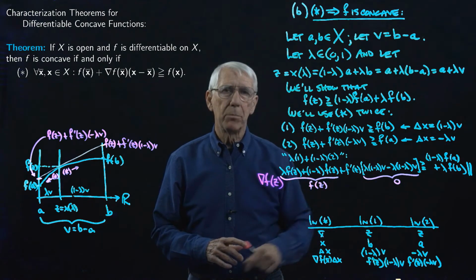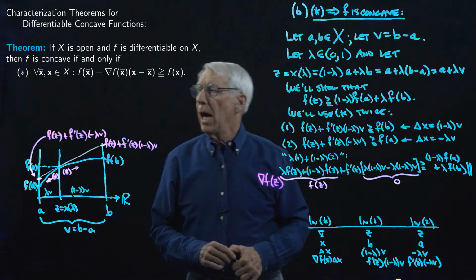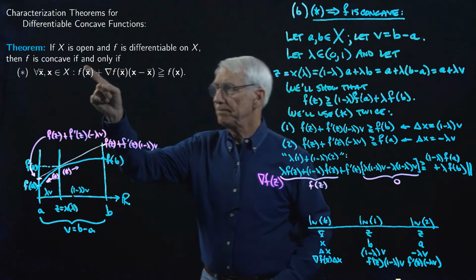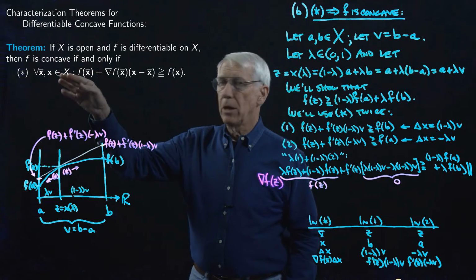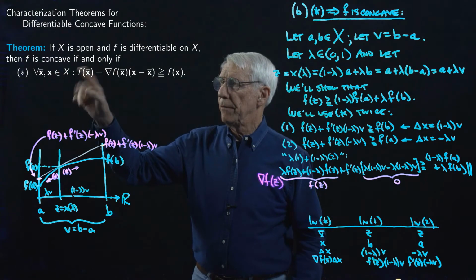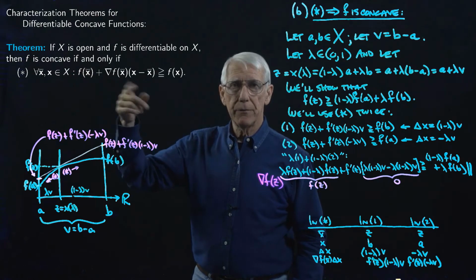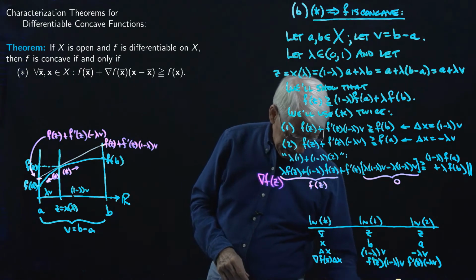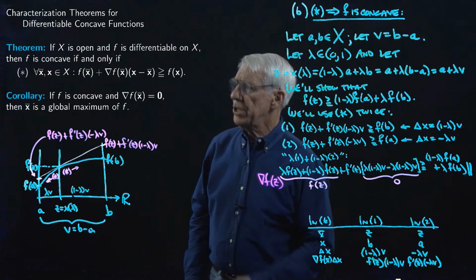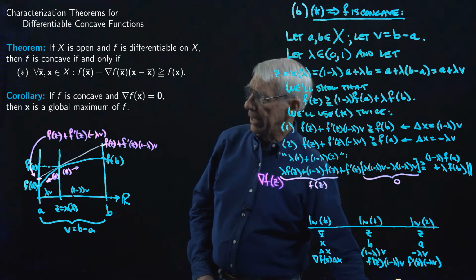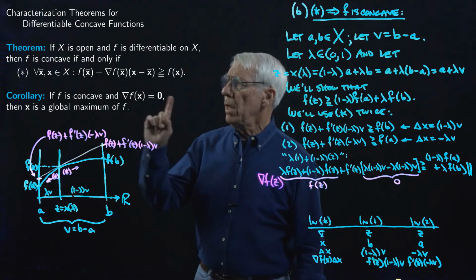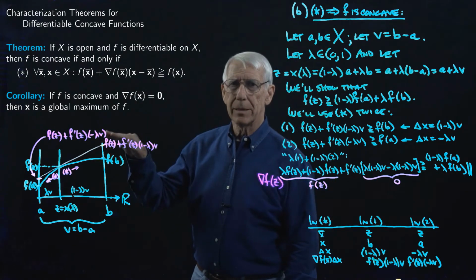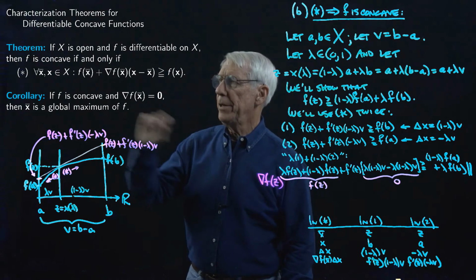So now we do have the complete proof of this characterization theorem that tells us that the function f is concave if and only if the star condition is satisfied. And now the next thing I think we want to do is look at this corollary. The corollary here is an immediate consequence of the theorem.